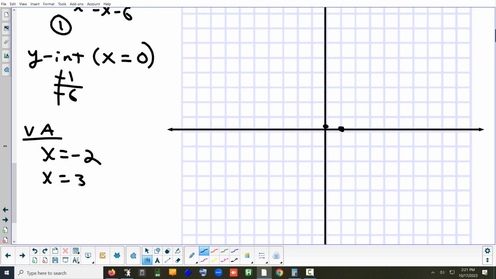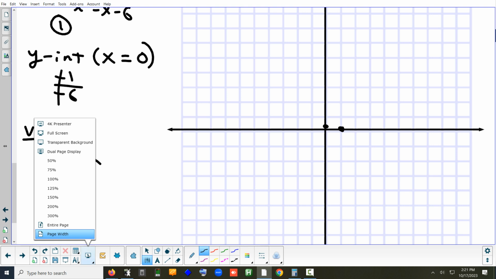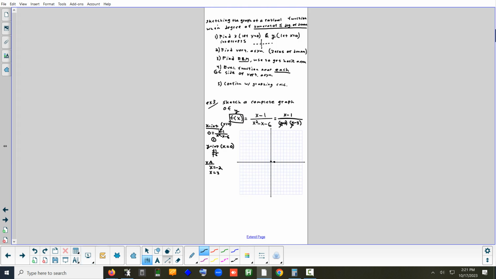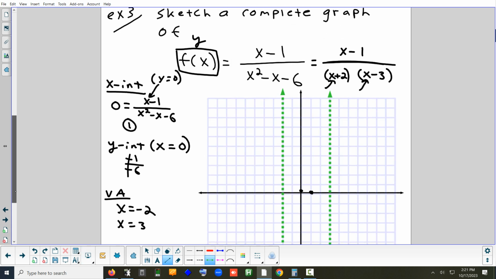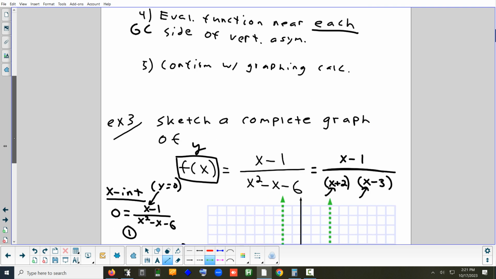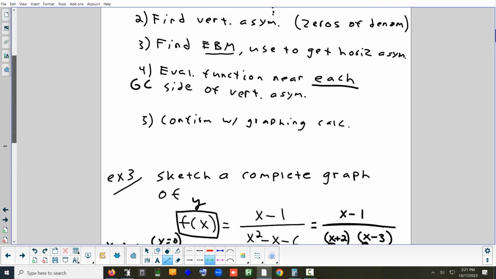What I'm going to do now is draw a dotted line in. I'm going to zoom out so I can do it a little easier. I want it at negative 2, and I want it at positive 3. Yeah, that looks great. Okay, so I got my vertical asymptotes. And now the horizontal.